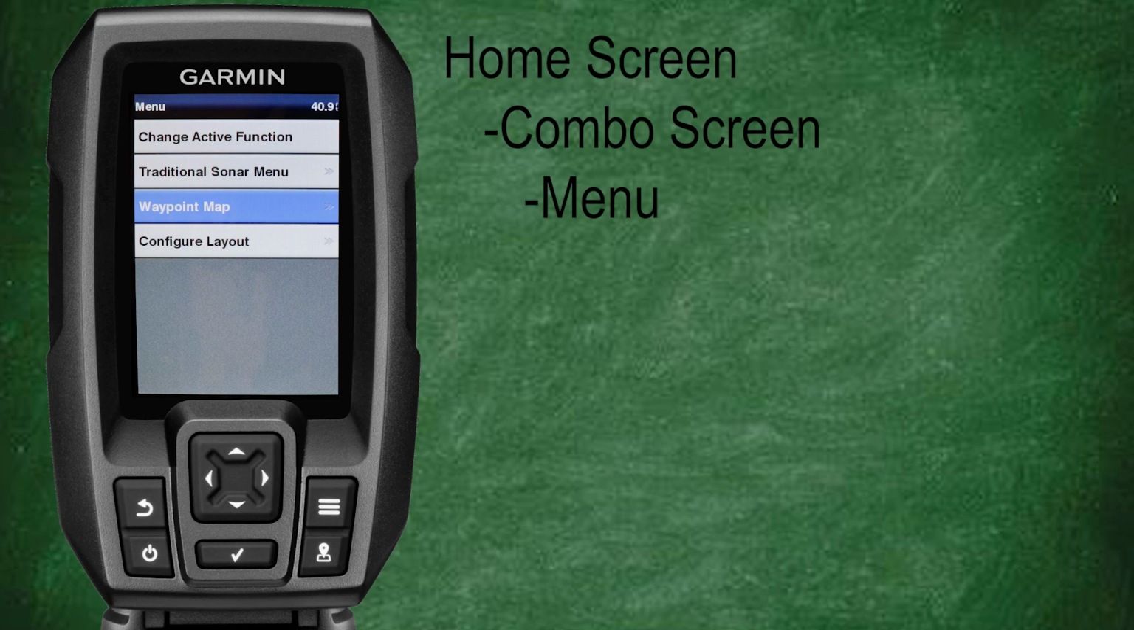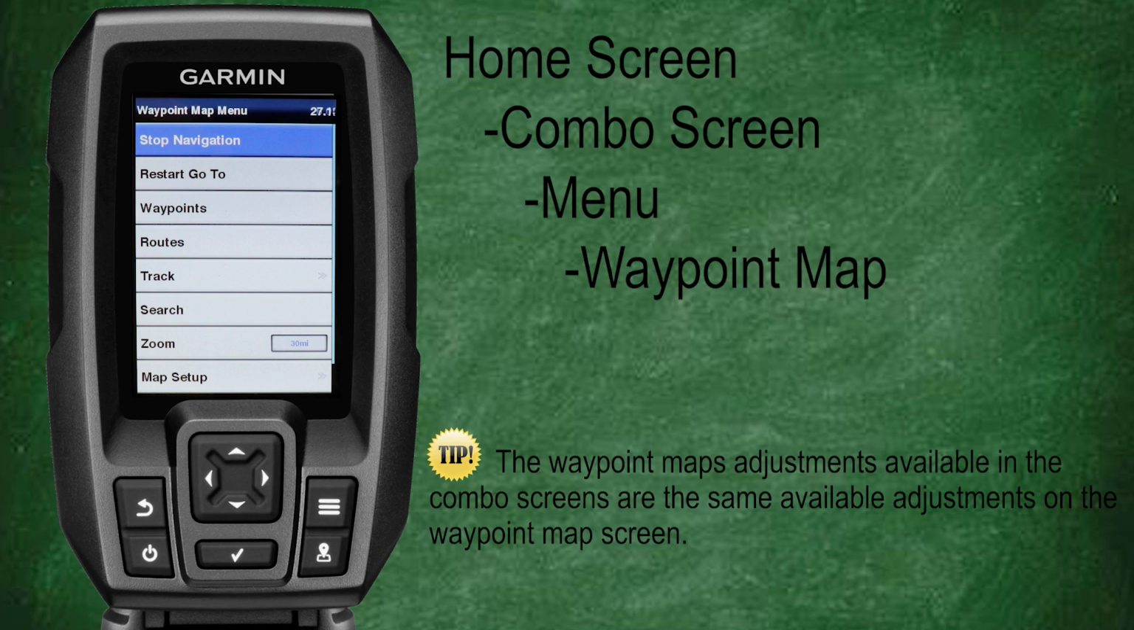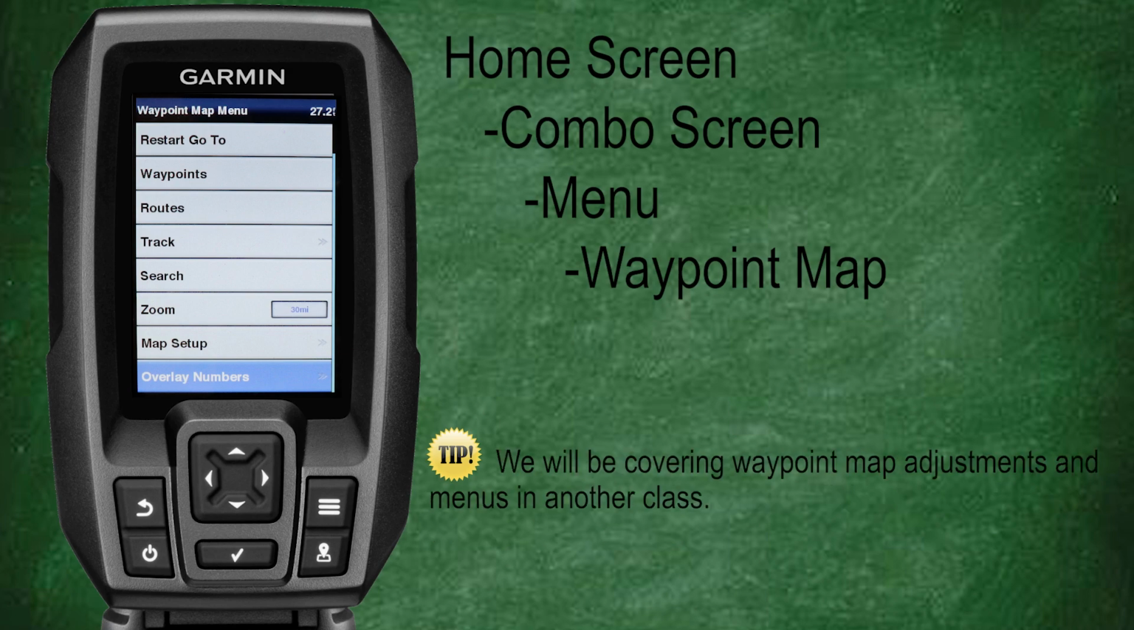Next, we have the waypoint map, and this will have all the available adjustments just like the dedicated waypoint maps feature. Here you can select and adjust the following features: stop panning, stop navigation, restart go to, waypoints, routes, tracks, search, zoom, map setup, and overlay numbers. Again, we won't be going into each of these in detail because we'll be covering them in a later class.